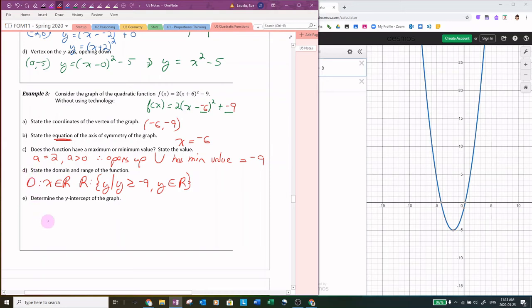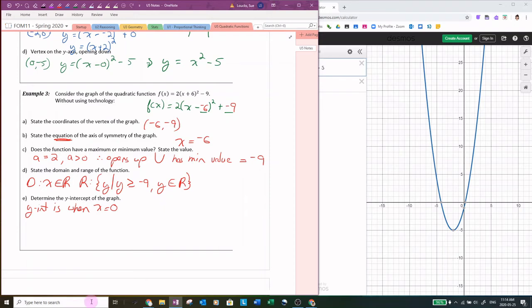All right. Determine the y-intercept of the graph. Okay, so the y-intercept is when x equals 0. There are going to be a bunch of times in this unit where you need to do calculations like this. So you need to understand what the y-intercept is so that you can plug that value into the equation and see what the y is going to be.